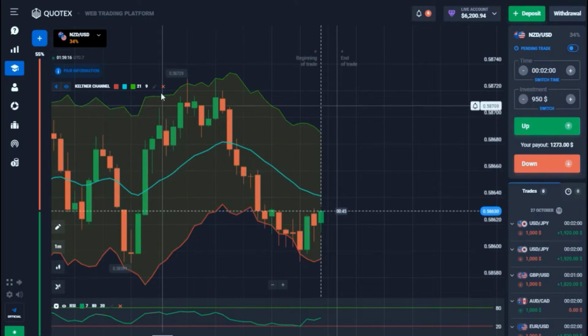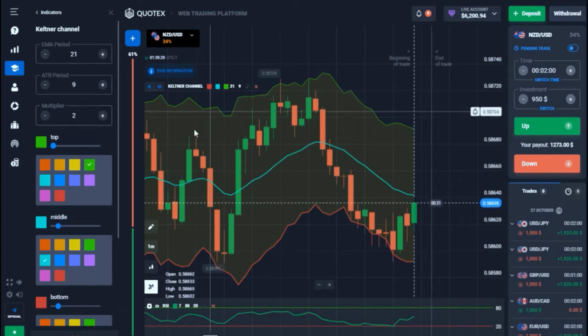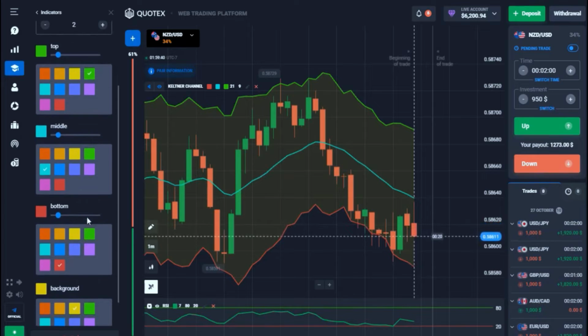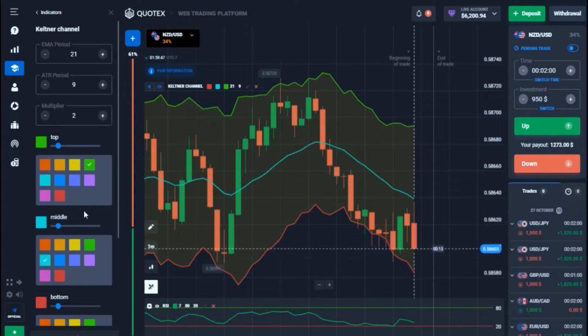All right, so this is the setup of our Cardinal channel, and the EMA period right here is 21. The ART period right here is 9, while the multiplier right here is 2. So over here I actually use our top color for green, which is this up color here, and I take the line. So I use the middle color as blue, and of course I take the line as well. So the bottom color is red, and I take the line as well. So that's pretty much all you have to set up with your Cardinal channel indicator.